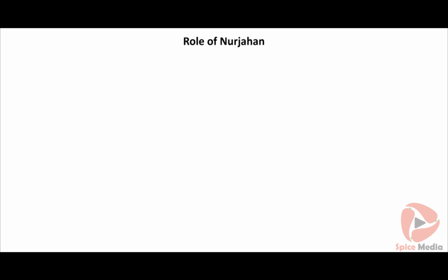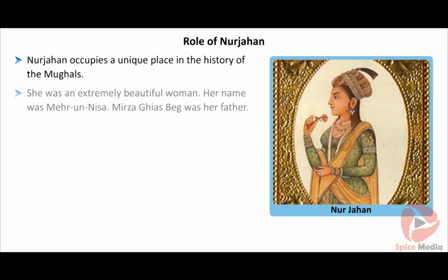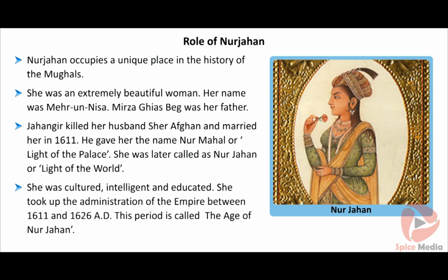Role of Nurjahan. Nurjahan occupies a unique place in the history of the Mughals. She was an extremely beautiful woman. Her name was Merhunisa. Mirza Giyas Beg was her father. Jahangir killed her husband Sher Afghan and married her in 1611. He gave her the name Nur Mahal or Light of the Palace. She was later called Nurjahan or Light of the World. She was cultured, intelligent and educated. She took up the administration of the empire between 1611 and 1626 AD.